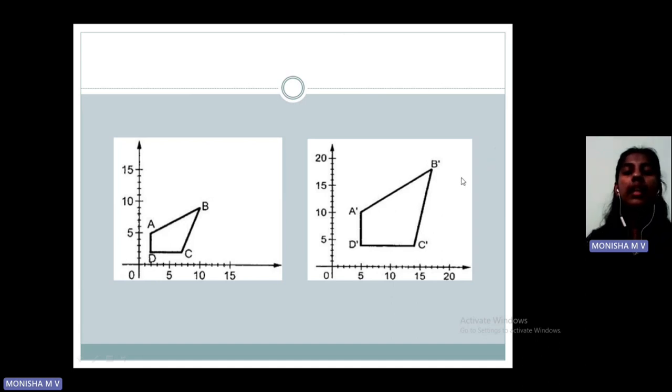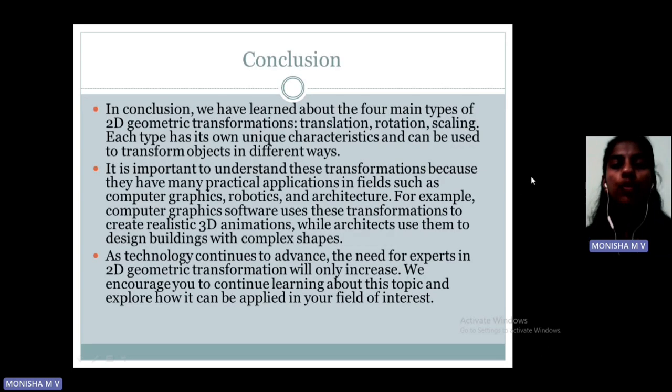This is how the scaling of a 2D transformation will be done. Now let us move to the final part of today's content, that is the conclusion.